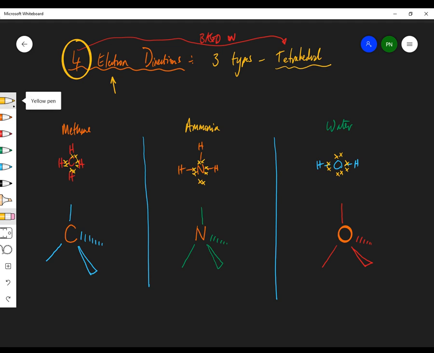Why are they tetrahedra? Well, because they have 4 electron directions. And when the electrons try and escape from each other around the sphere, the shape they make is going to be a tetrahedral. All right, and as you know, a tetrahedral has an internal bond angle of 109.